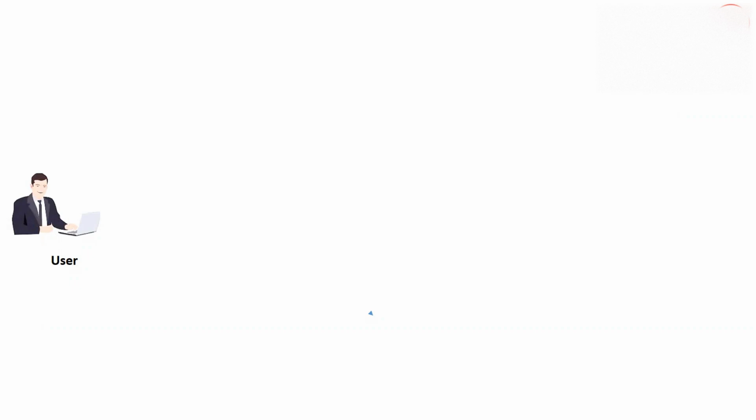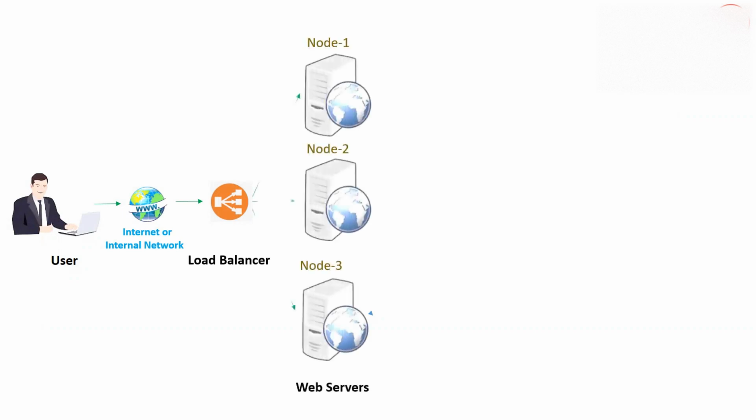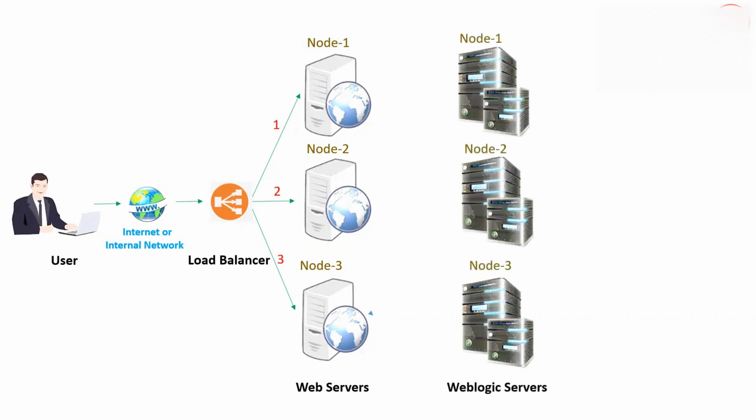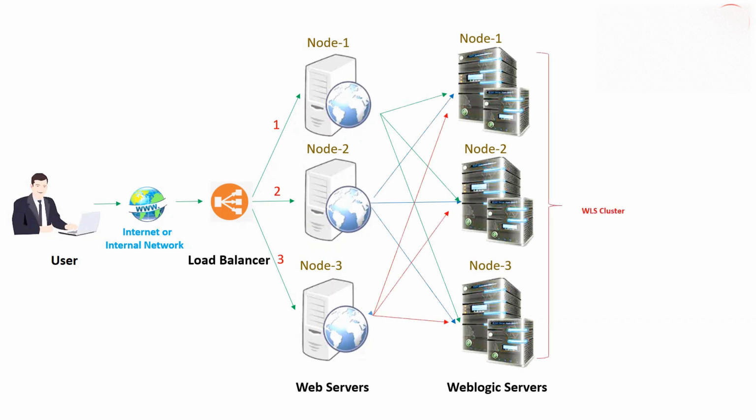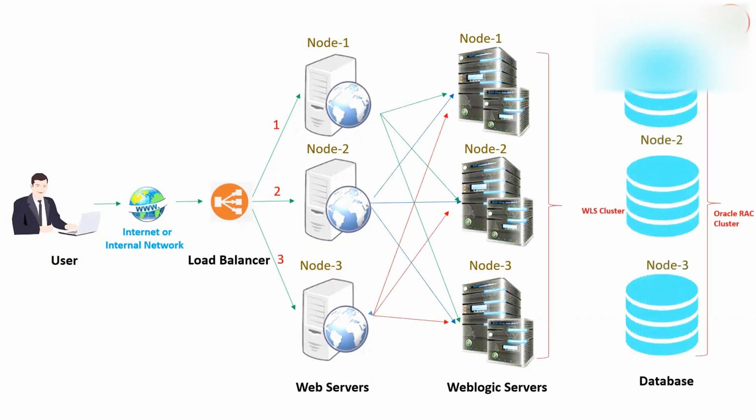A user tries to access some website with the help of a browser. Then the request from the internet goes to your load balancer, and from the load balancer it is redirected to any one of your backend web servers, based on the algorithm defined at the load balancer level. Then your web server redirects the request to your backend WebLogic servers, and from the WebLogic servers the request can go to your database instances for the data, right?